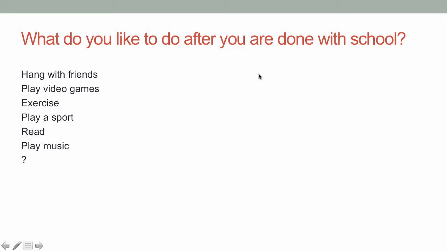What do you like to do after you're all done doing school for the day? For some of you, you may just want to go be with your friends for a little bit. Some of you may just want to veg out and play some video games. Some of you go exercise. You may have sports after school. You may just read a good book. You may play music. There are lots and lots of things that we love to do in our free time.